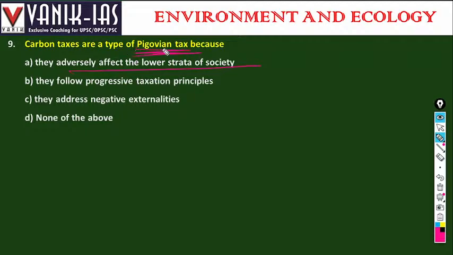What is carbon tax? It is a form of pollution tax. Carbon tax is a form of pollution tax that levies fuel on the production, distribution and use of fossil fuel. If you are using fossil fuel, then you have to pay carbon tax. That will be based on combustion emissions. Okay.